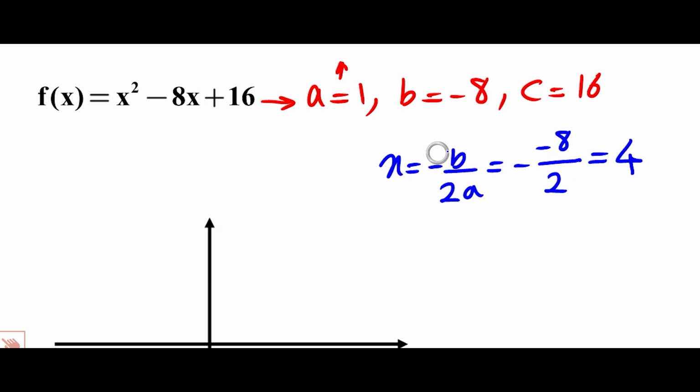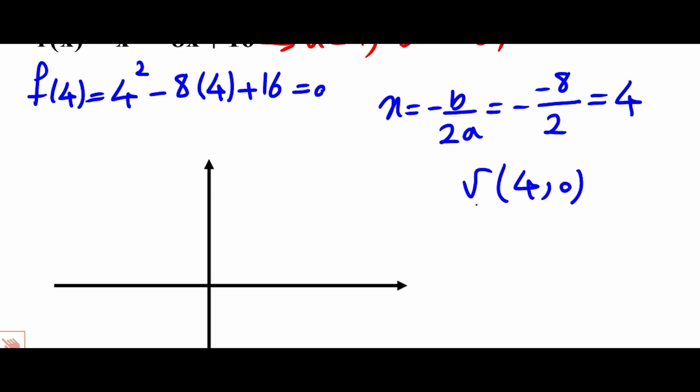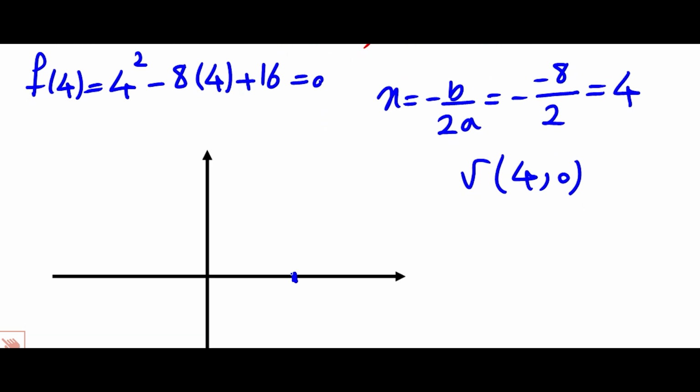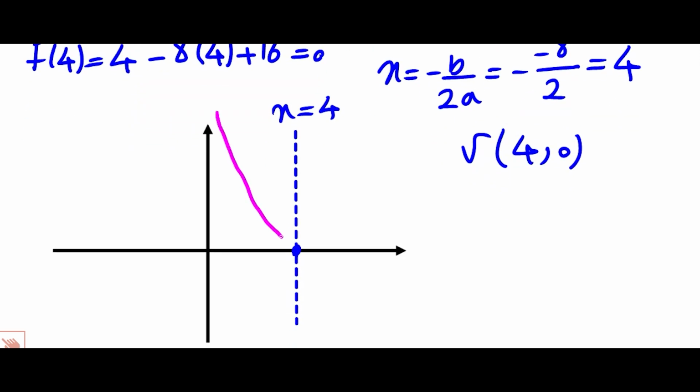Now substitute x = 4 into the function. f(4) = 4² - 8 times 4 + 16 = 0. So the vertex is (4, 0). So this point is (4, 0). So the axis of symmetry is x = 4, and a is positive, so the graph is like this.